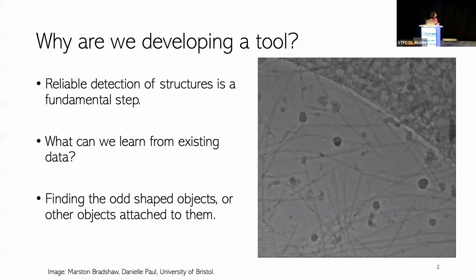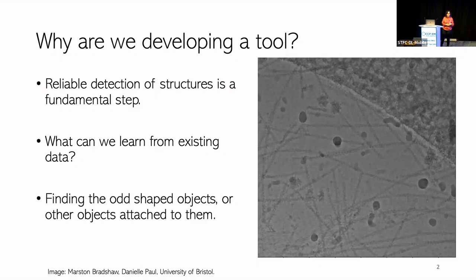I have this image here that Marston Bradshaw from the University of Bristol provided the data for me. And you can see all of these filaments. So the question is, can we get these filaments? And what can we learn from the data that you guys have already? This is what we are trying to do.